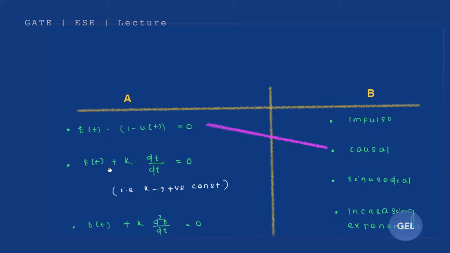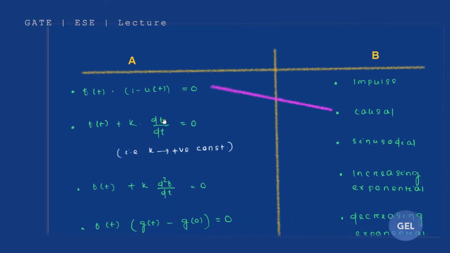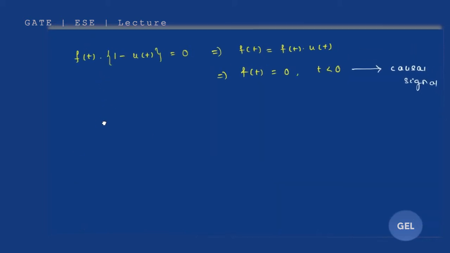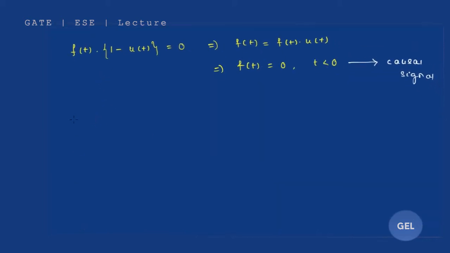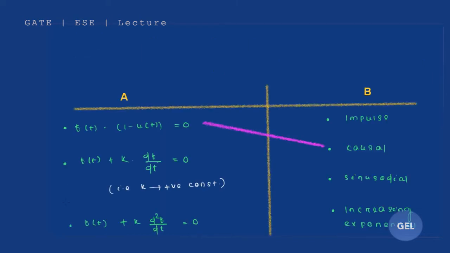Now let's go for f of t plus k into df by dt, or f dash t. Let's look at this formula. It is saying f of t. Look here, let's solve this. I'm changing my f actually. f of t plus k into df by dt equals to 0. I think it is the question, no? k into df by dt, where k is a positive constant.